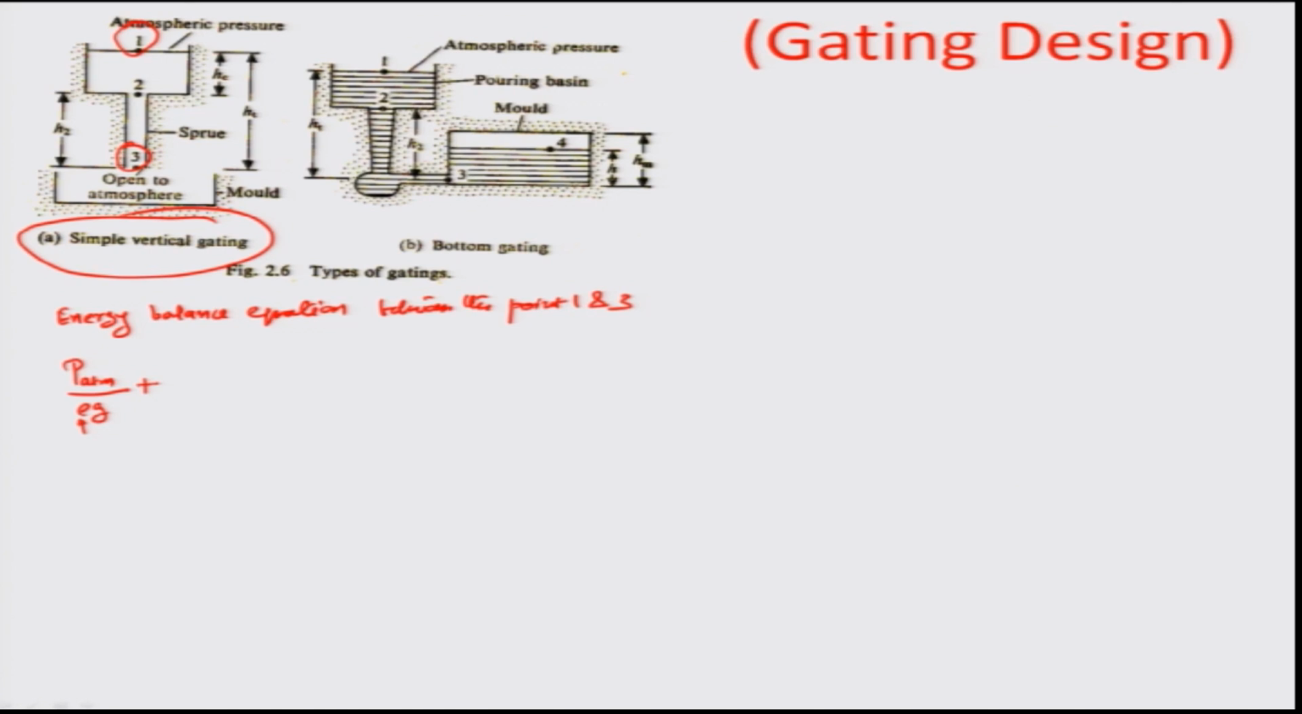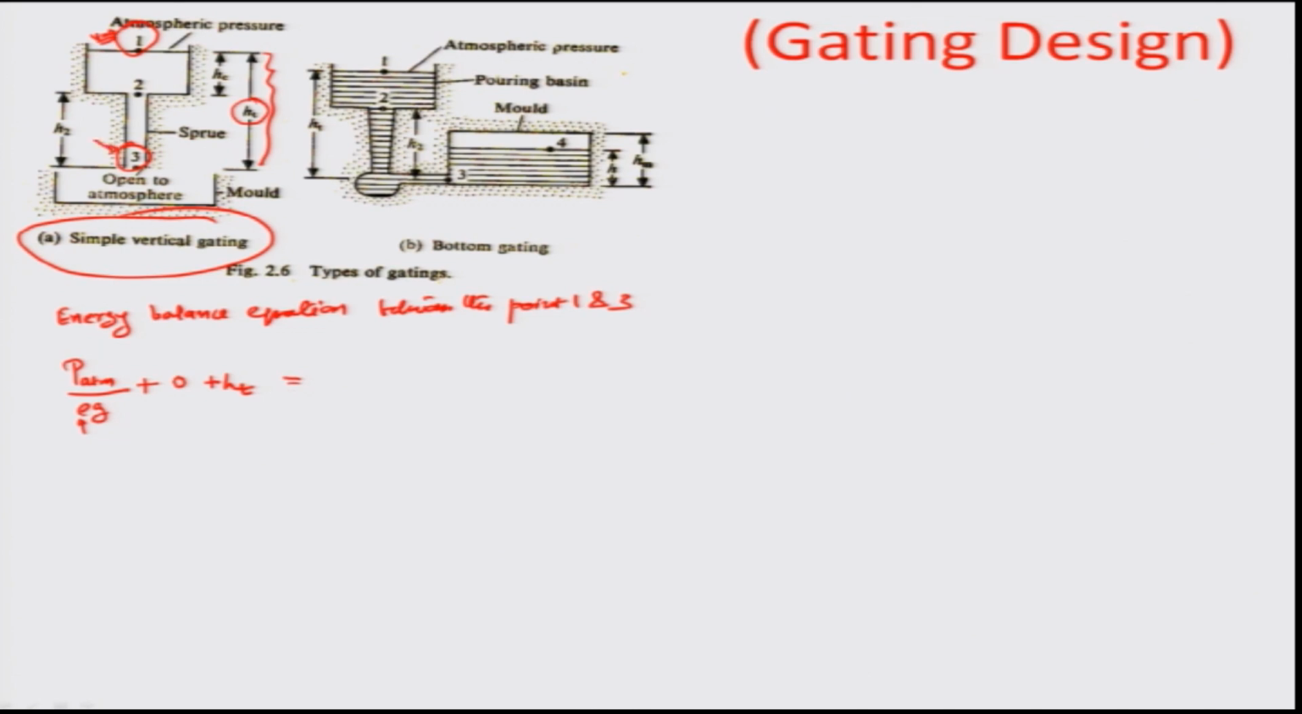velocity head at point 1, which is assumed to be 0, because the velocity at the top of this simple vertical gating design is assumed to be 0. So, the velocity head is 0, plus the potential head, which is the height h t over and above the mold surface, as you can see right here, this is h t. And this becomes equal to the pressure at point 3 of the material.